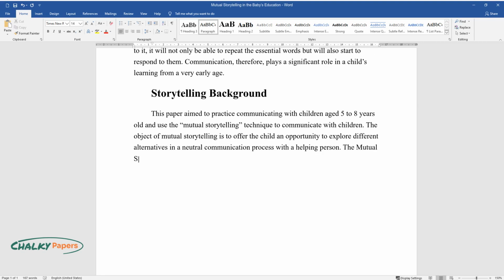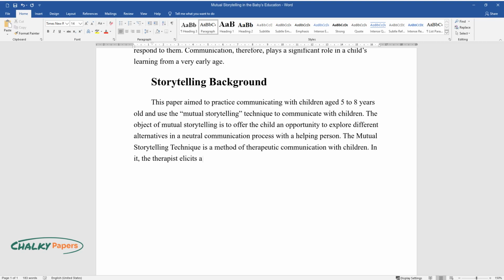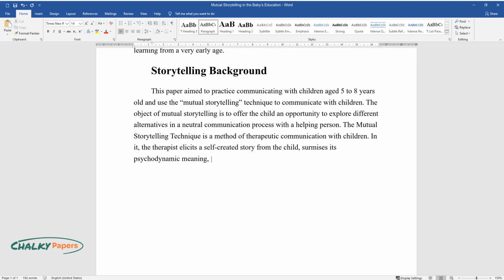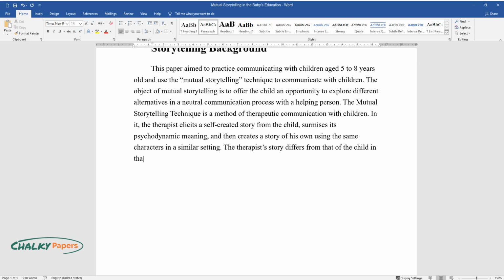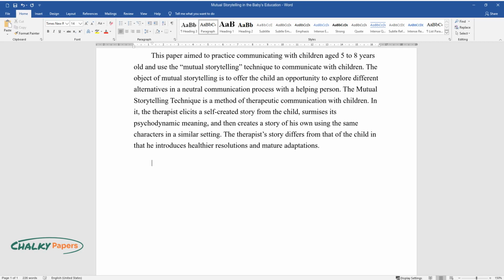The mutual storytelling technique is a method of therapeutic communication with children. In it, the therapist elicits a self-created story from the child, surmises its psychodynamic meaning, and then creates a story of his own using the same characters in a similar setting. The therapist's story differs from that of the child in that he introduces healthier resolutions and mature adaptations.